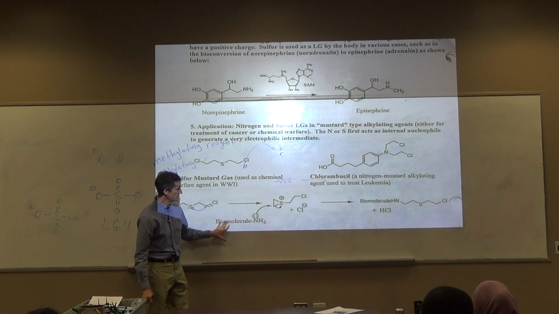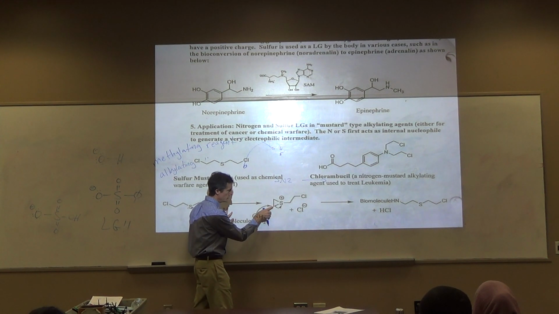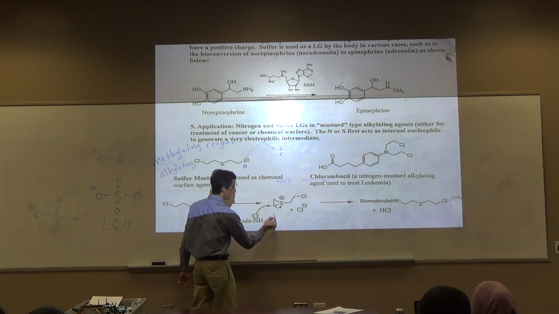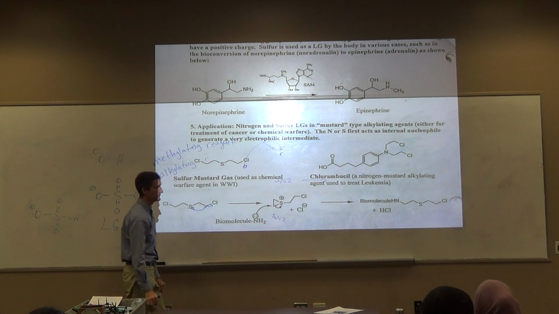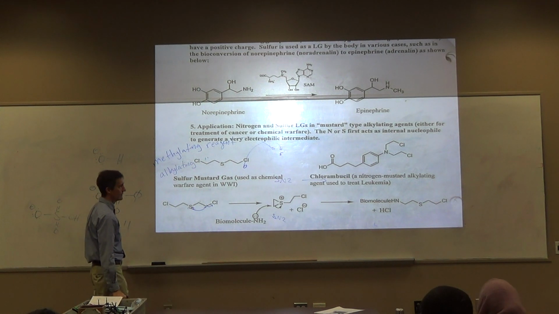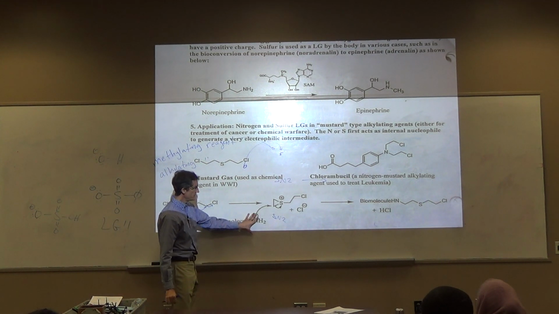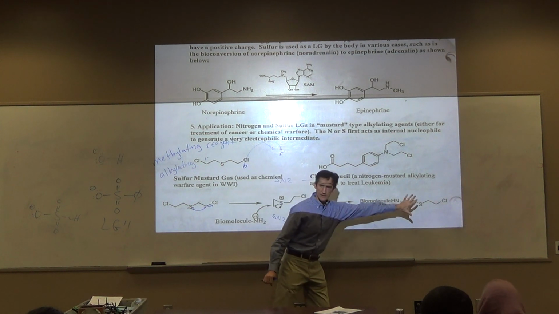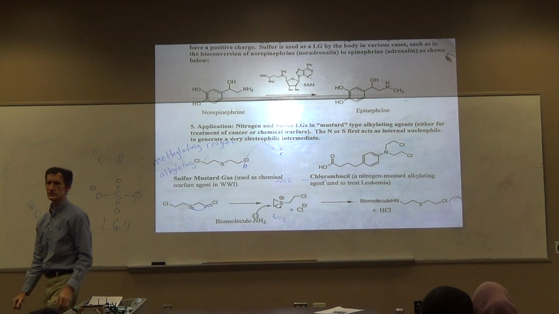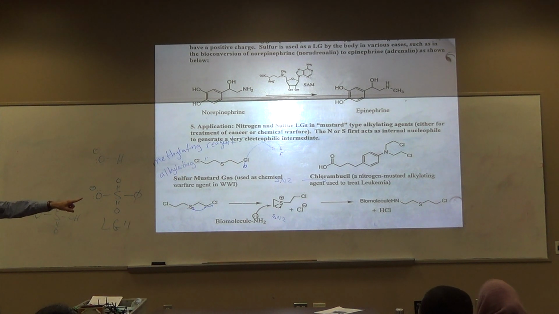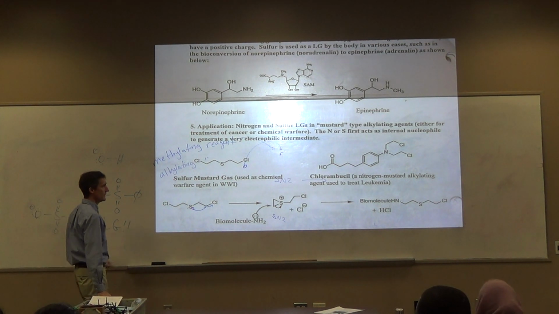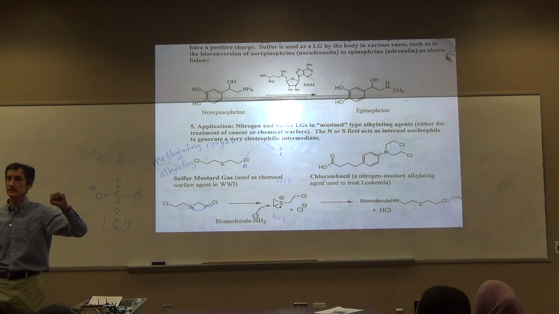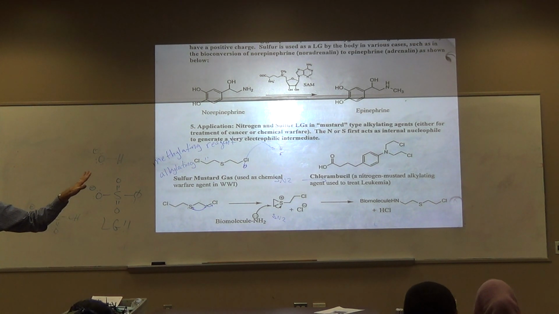But then your biomolecules can come in here and attack the tetrahedral carbon and kick the positive sulfur back off. SN2, right? And now your biomolecule has been alkylated, and this leads to bad news. It's also going to produce HCl, which is bad news. You start producing HCl in your lungs. There can be questions about this, but we're pretty much out of time. We'll pick up here. Take a look at that. Very important application.